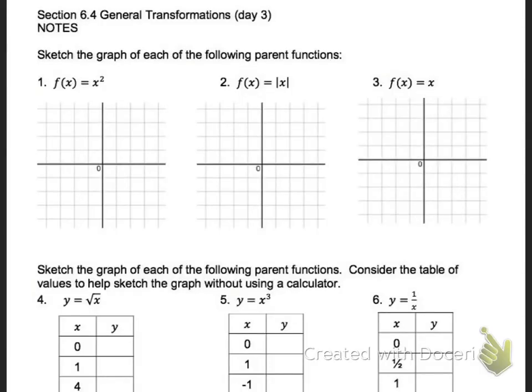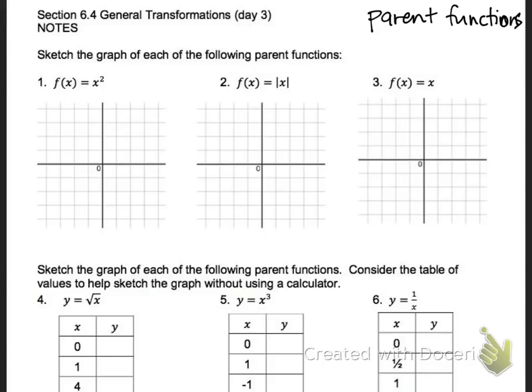For 6.4, we're just going to talk about general transformations, and we touched on this a little bit last class, whenever I talked about what the parent functions were and just kind of the ones we've learned so far. So today we are going to talk about all of the parent functions. And so I'm going to write at the top, parent functions.